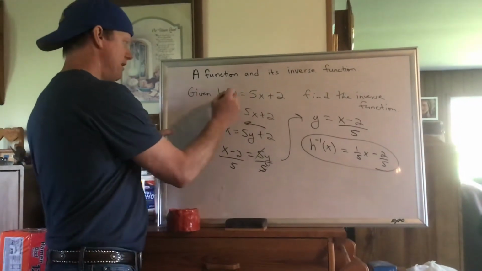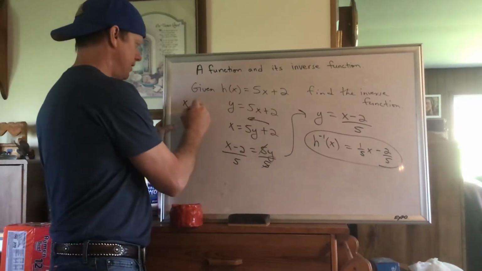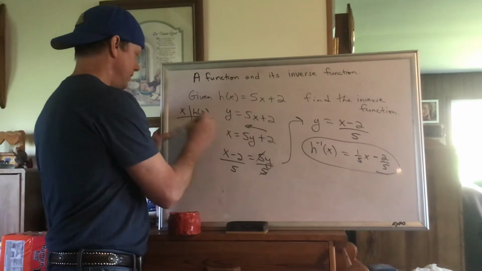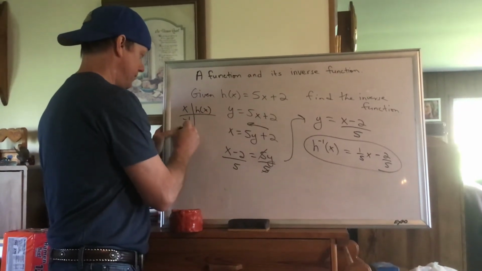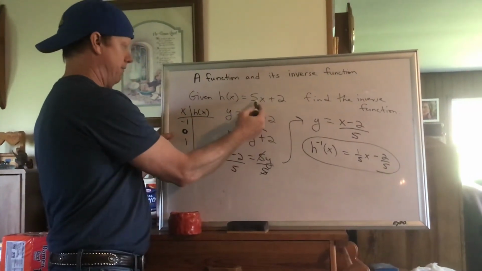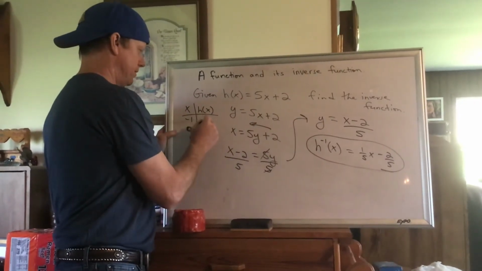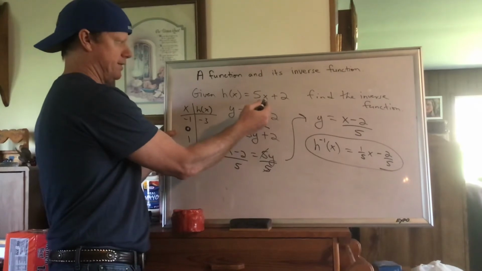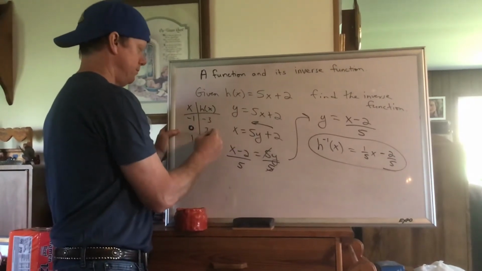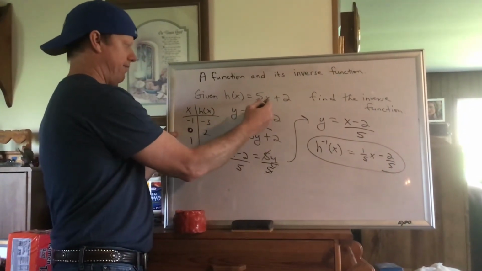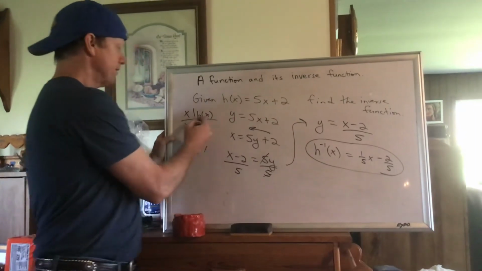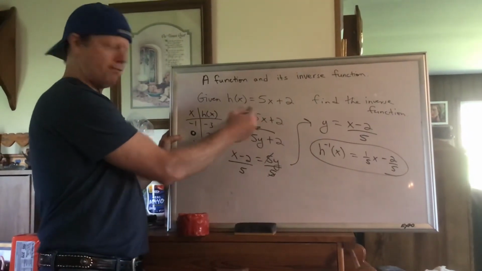And as I said, if I did a quick table on this guy, say -1, 0, and 1. If we plug in -1 for x, that'd be -5. -5 plus 2 is -3. If we plug in 0 for x, 0 times 5 is 0. 0 plus 2 is 2. 1 times 5 is 5. 5 plus 2 is 7. So those are 3 points on the original function.